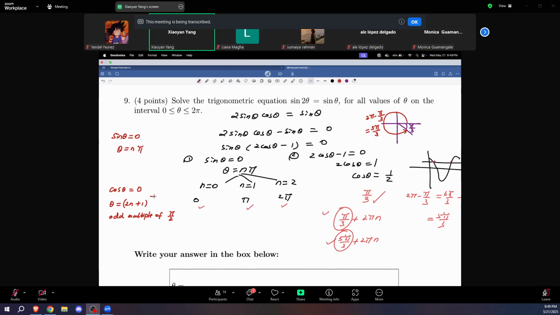So these two formulas you will have to remember for whatever case. Just remember this 1 and 2. If sine theta equal to 0, theta equal to n pi. If cosine theta equal to 0, theta equal to an odd multiple of pi over 2. Why do you have to memorize it? Because you can solve this question with it. So n, what's n called? An integer.